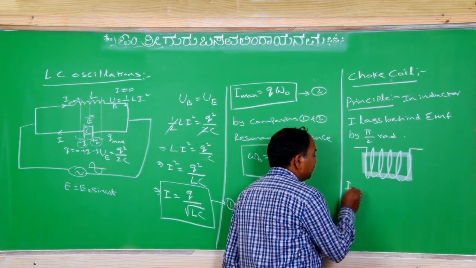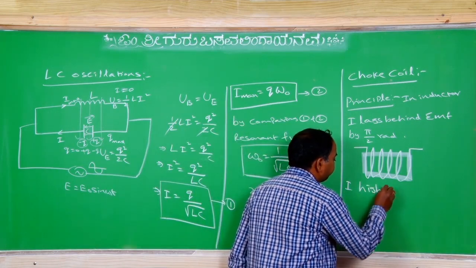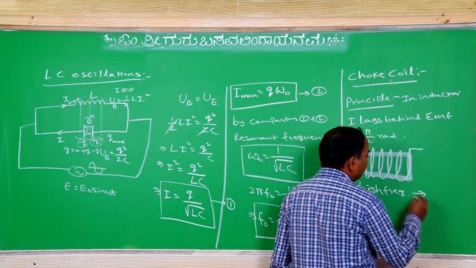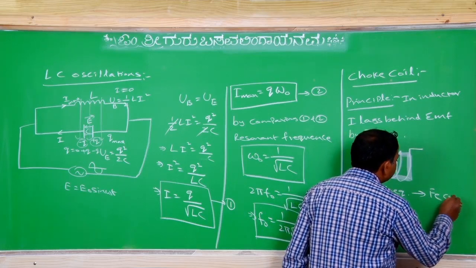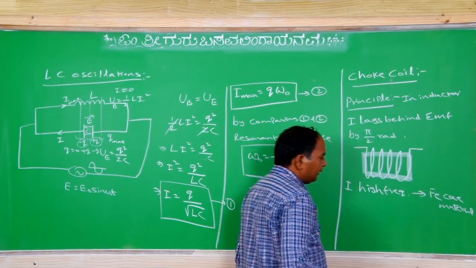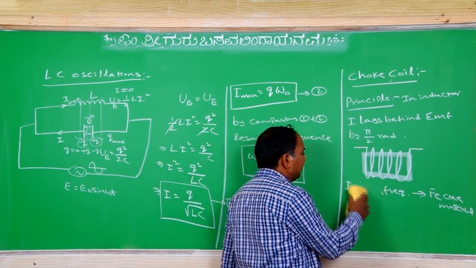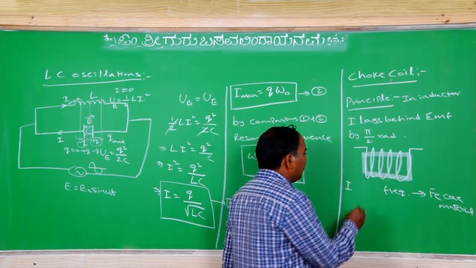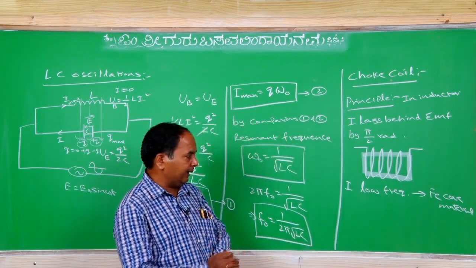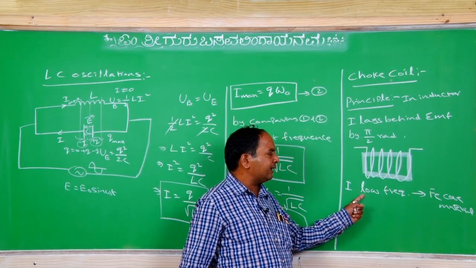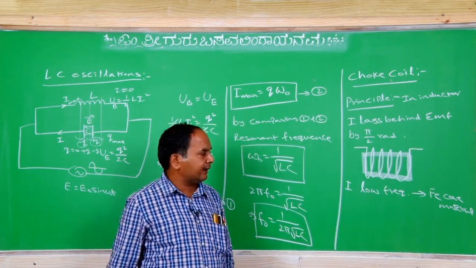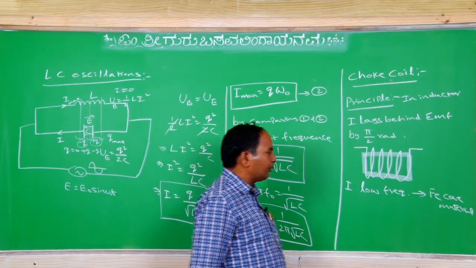If the current has high frequency, then we may use iron as core material. Okay, not high frequency. If the current is low frequency, then iron is used as core material. Why? If the current is low frequency, the eddy currents formed in the core will be less. So to prevent the eddy currents, we may use a laminated iron core.